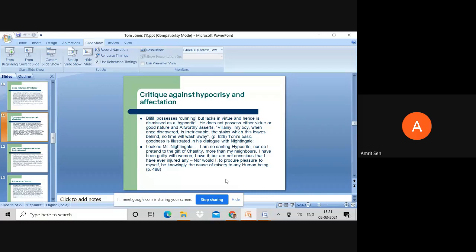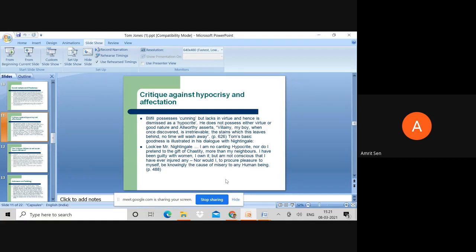How about Blifil? Now, Blifil, what is the antithesis of benevolence? The antithesis of benevolence is hypocrisy, affectation, and envy. Blifil possesses cunning. So he possesses intelligence, but that is not moral intelligence. That is cunning, low cunning. Lacks in virtue, and hence is dismissed as a hypocrite.